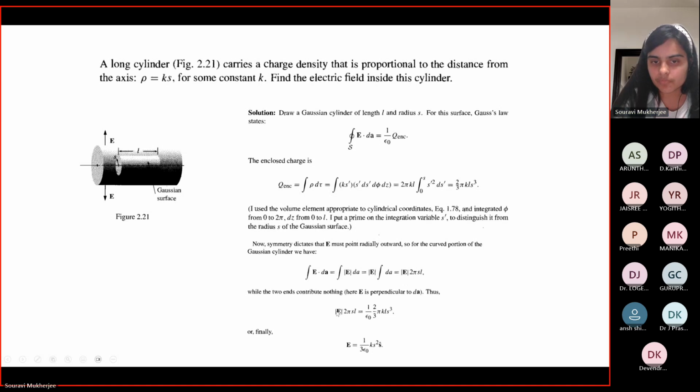So that means E into 2 pi SL will be equal to the enclosed charge by epsilon naught, and that gives you an expression for the electric field inside. Suppose you are asked to find the electric field outside, then you have to consider a Gaussian cylinder that has a length and radius larger than this given cylinder, right? And then use the same concept. So there the total charge of the cylinder will be enclosed in that Gaussian surface. So you can directly use the total charge by epsilon naught.